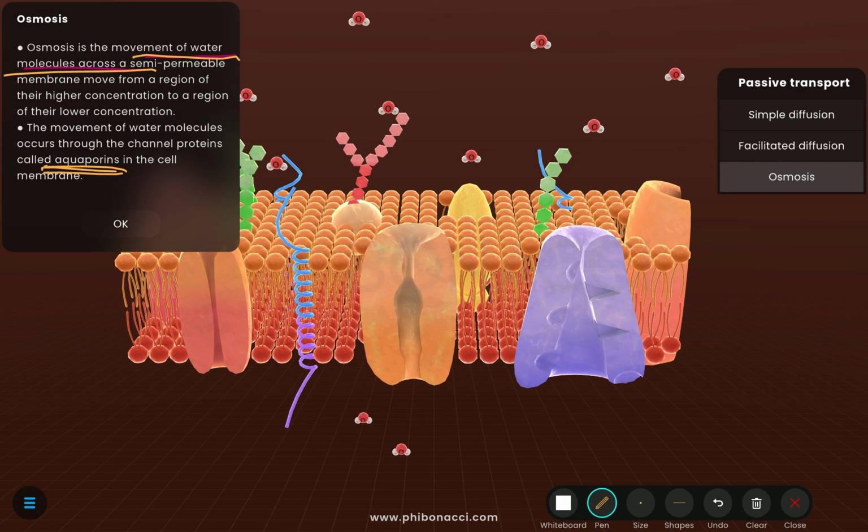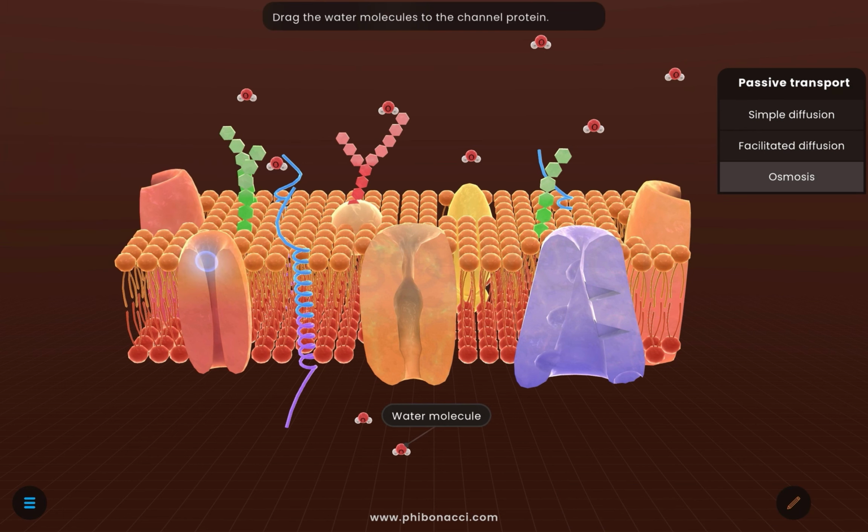So it doesn't take place across the phospholipid bilayer. Why? Because the phospholipid bilayer, being made up of fatty substances, doesn't allow the transport of water directly, but the channel proteins help in the transport of the water molecules. Right, so we will just see again. These water molecules will be transported through these aquaporins.